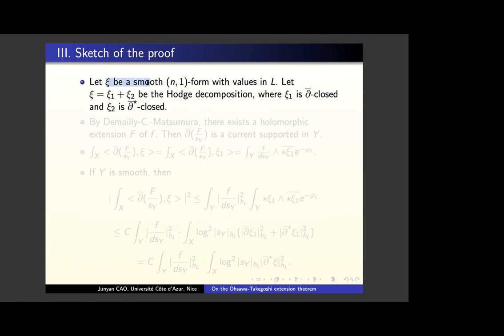Say in this case, we just take a smooth (n,1)-form ξ with values in L. Now by using the Hodge decomposition, ξ can be decomposed as ξ1 plus ξ2, where ξ1 is ∂̄-closed and ξ2 is orthogonal to the space of ∂̄-closed forms. And by using our result, we already know that we can find some holomorphic extension. So in particular, for the ∂̄ of the quotient, it is a current supported in Y.